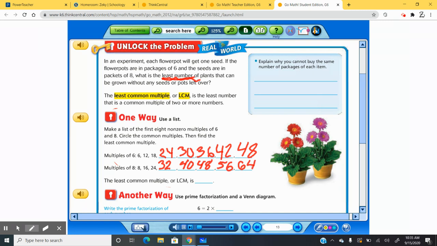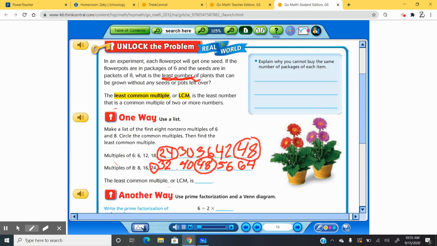So, least common multiple. Let's break down all of those words. First, common means, are there any numbers that are shared by both groups? Multiples are the numbers that you're seeing there, 6 up to 48 and 8 up to 64. So let's circle all the ones that are in common. Here we have a 24 and a 24. We have a 48 and a 48.